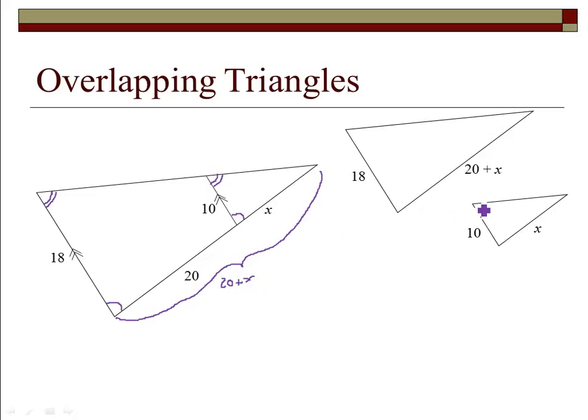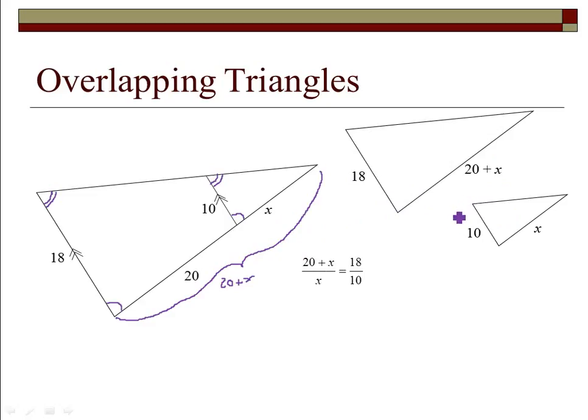So if redrawing the triangles helps, you may want to do that. But you have to be aware of what you're working with. And a lot of students can actually do this part without having to redraw it, and that's fine as well. Okay, so now we're going to match up our triangles. So I'll do 20 plus x over x is equal to 18 over 10. It's a little bit easier to match them because they're not turned or twisted. They have the same orientation.